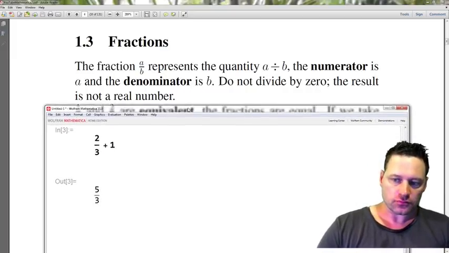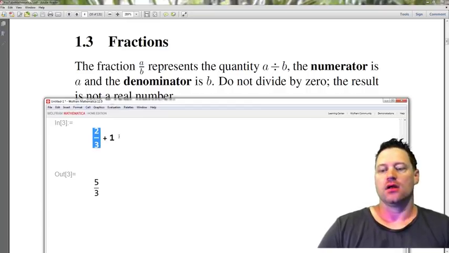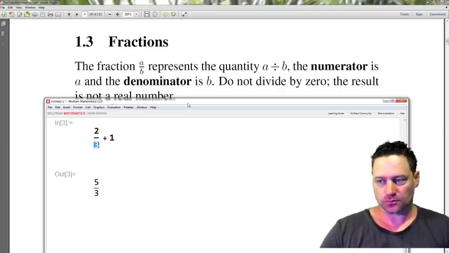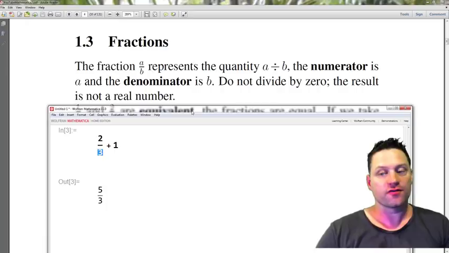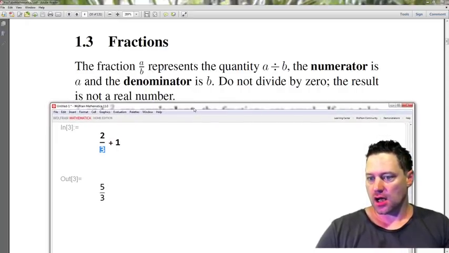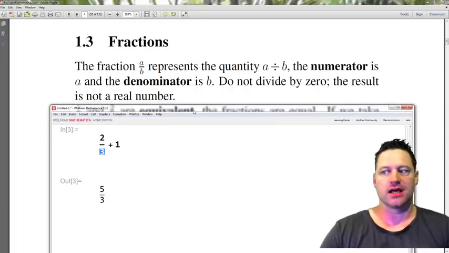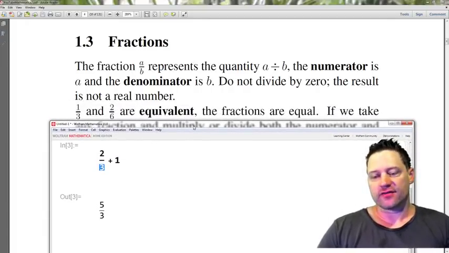Now, we've got numerator and denominator. Numerator is the top, denominator is the bottom. Now, you never want to divide by 0 with fractions because that gives a meaningless result. It's undefined. Okay, now what about equivalent fractions?